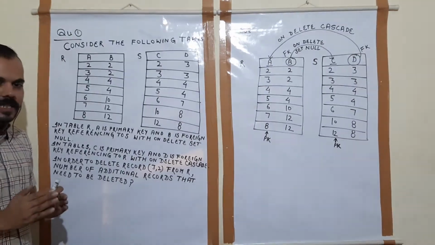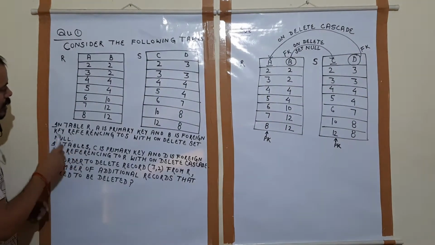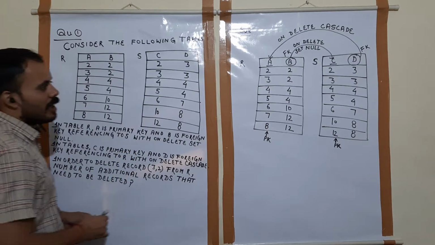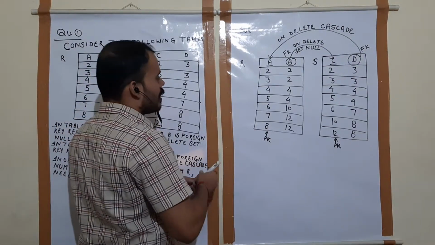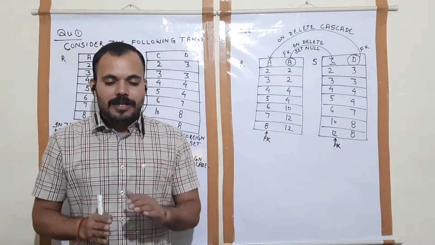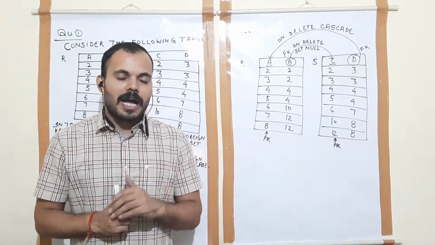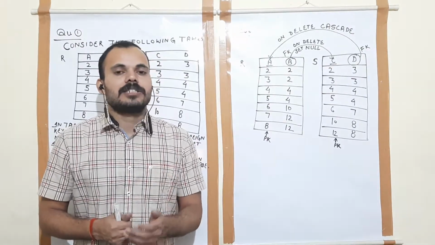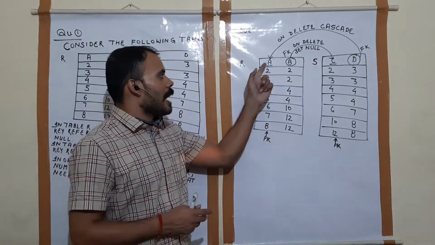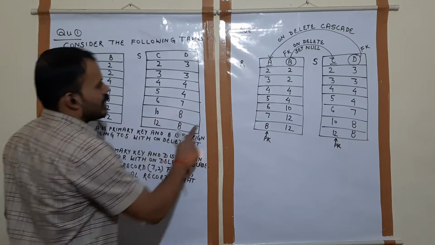See what is given in the question and what it is asking. See, in table R, A is primary key. We have studied earlier that we underline the candidate key. And as we know that primary key is also a candidate key, so I have underlined the primary key A. It is given in the question, in table R, A is primary key.